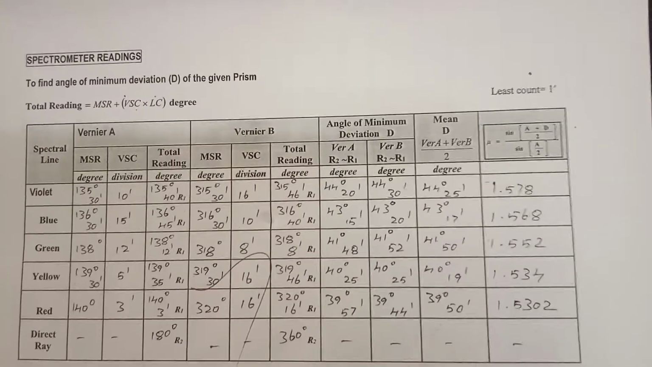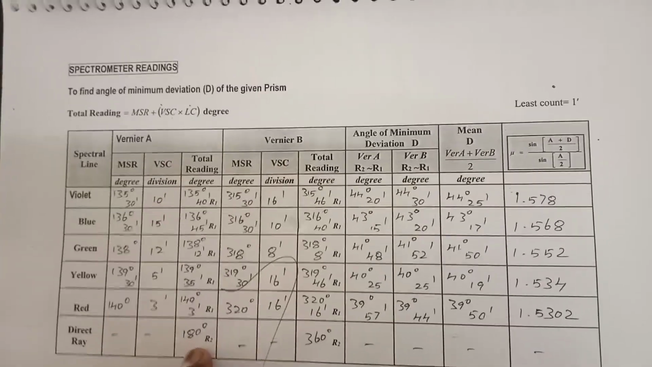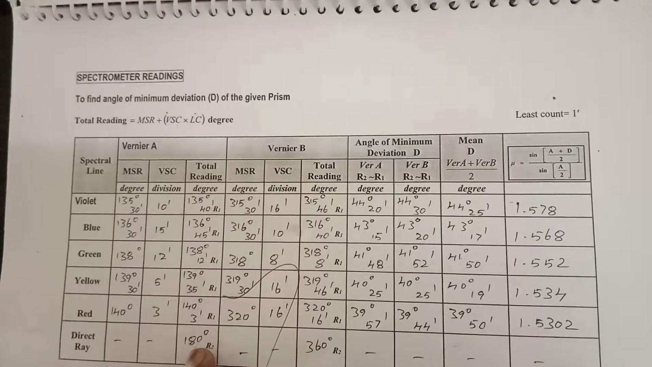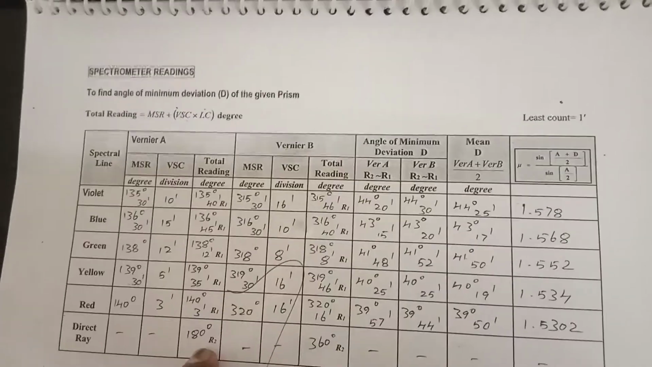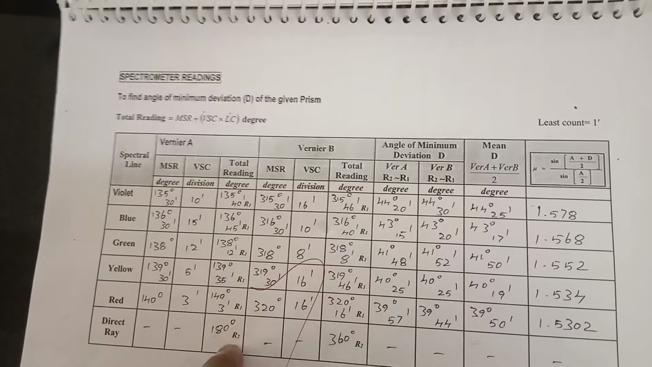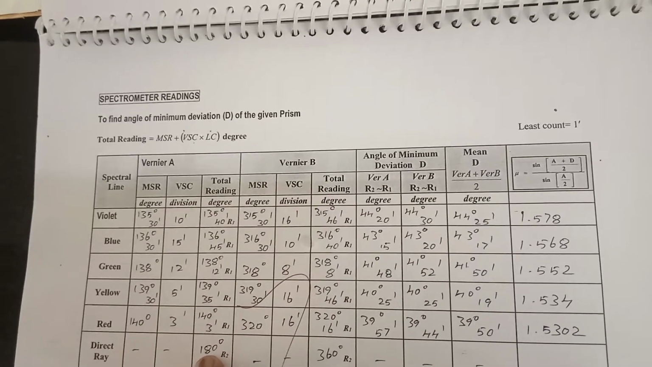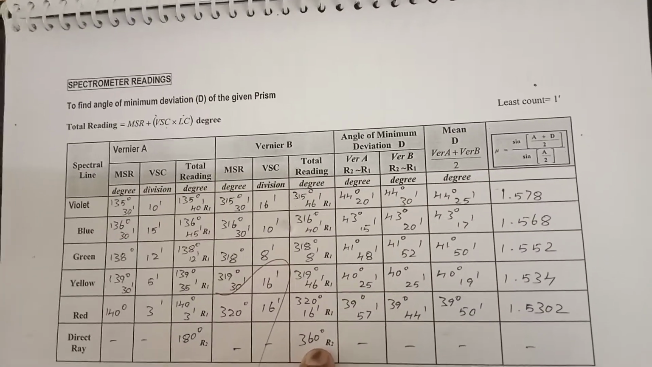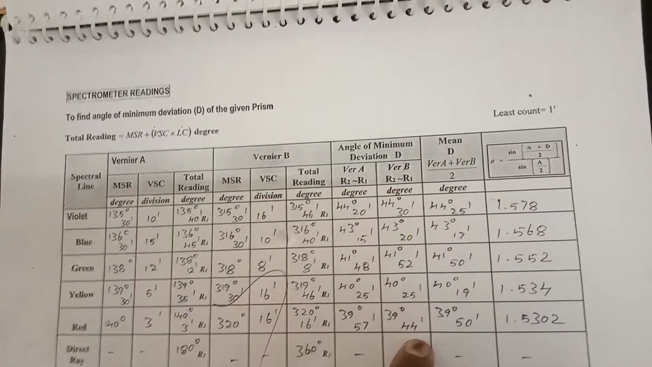So for example, here this is the initial adjustment of the direct ray. For one side, that is Vernier A, it is 180 degree. 180 degree minus 135, the value is noted here, and for every reading in the Vernier A, the total reading should be found as the difference from 180 degree. Simultaneously, for Vernier B, the total reading should be found as the difference from 360 degree, and those values are noted.